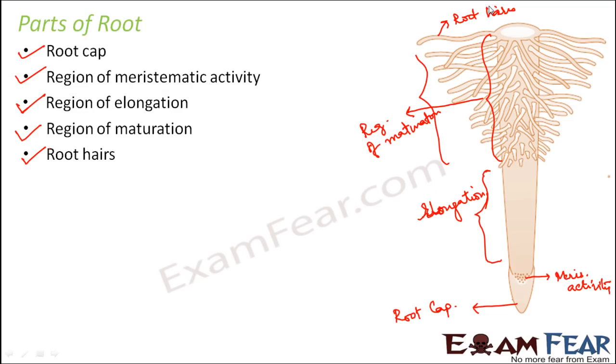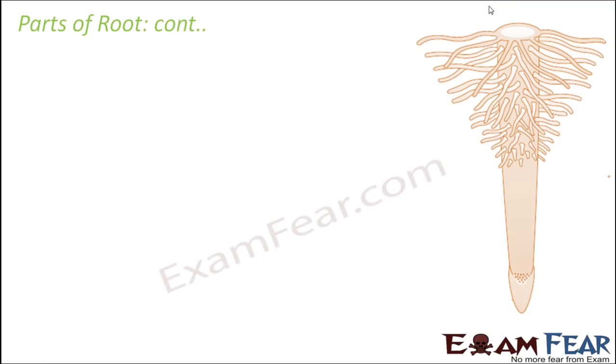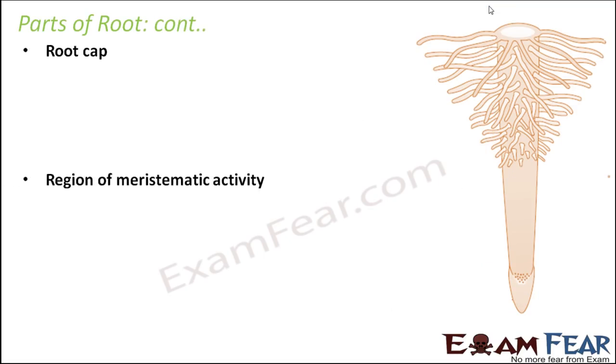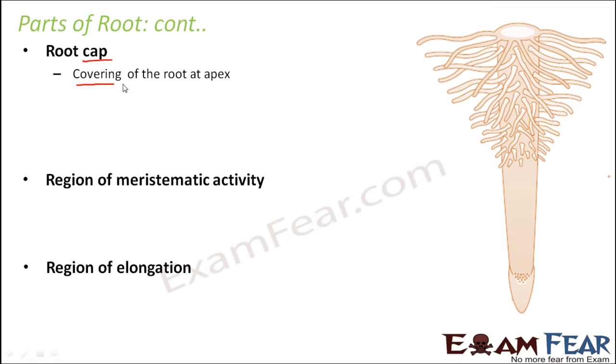We will look at the purpose of each of these parts. So let us start our discussion with root cap. It is the covering of the root at the apex. It is very simple to remember. Whenever you use the word cap, it is generally used to cover something. So it is the covering of the root at its tip. Talking about its shape, it is conical in shape. If you look at it, it looks like a cone, right? So it is a conical shaped structure.